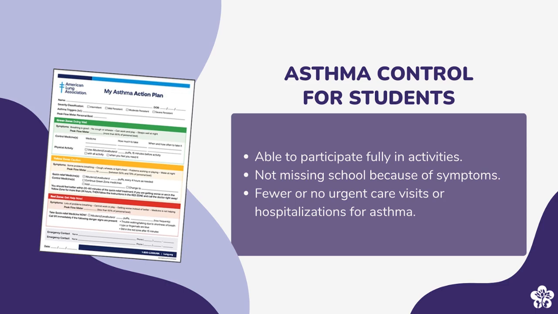Three main ways to ensure that someone's asthma is under control are that they're able to participate fully in activities, they are not missing school because of symptoms, and they have fewer or no urgent care visits or hospitalizations for asthma. One document that can assist in this communication is the Asthma Action Plan, or AAP. Everyone with asthma should have an AAP or care plan, and it should be completed by their healthcare provider.